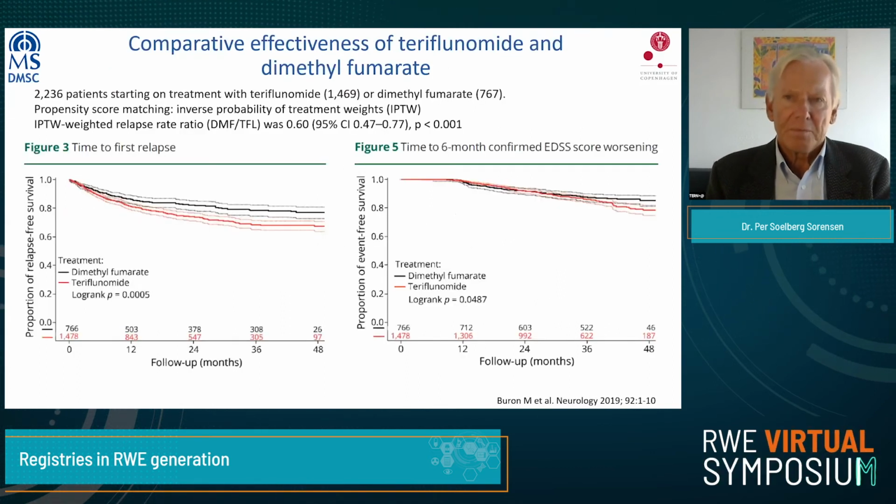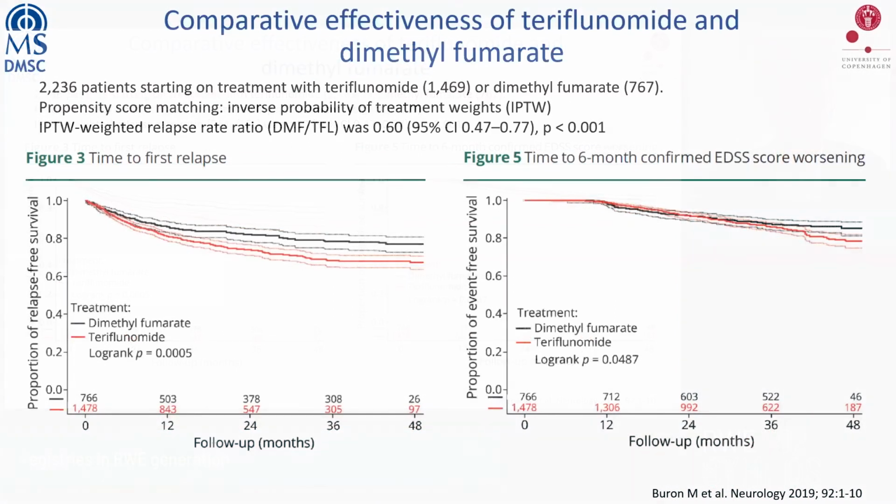In one study, we compared teriflunomide and dimethyl fumarate. In all, 2,236 patients started treatment with either teriflunomide or dimethyl fumarate. And using the propensity score matching, we showed that the relapse rate ratio between the dimethyl fumarate and teriflunomide was 0.6, meaning that there was a 40% lower risk of having relapses on dimethyl fumarate.